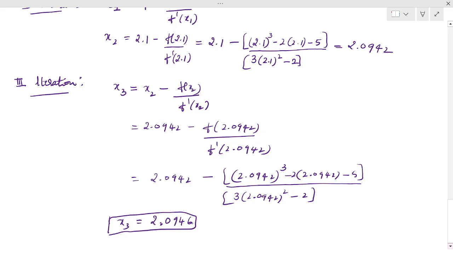If you want it correct to 3 decimal places, you can also write 2.094. Another thing: if you want to improve further, you can go for a fourth iteration also.